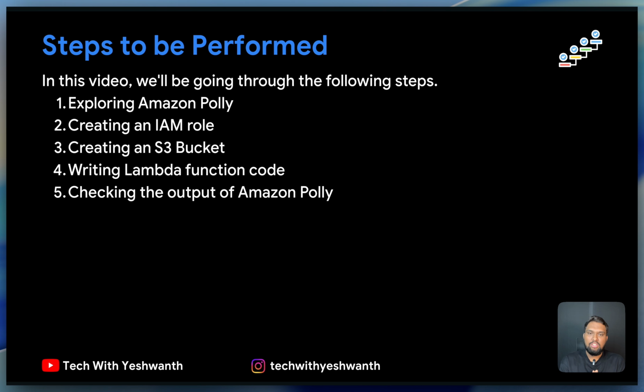Now, in order to build this project, there are certain steps that need to be taken. So these are some of the steps that we'll be going through. One is to explore Amazon Polly, creating an IAM role, creating S3 buckets, writing the Lambda function, and then checking the output using Amazon Polly itself.